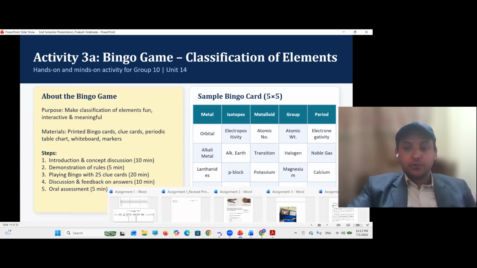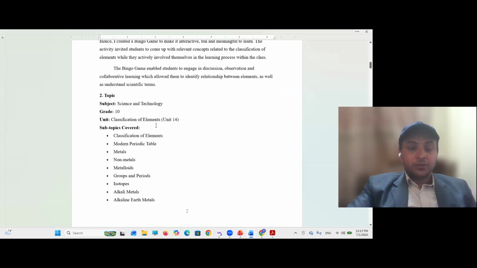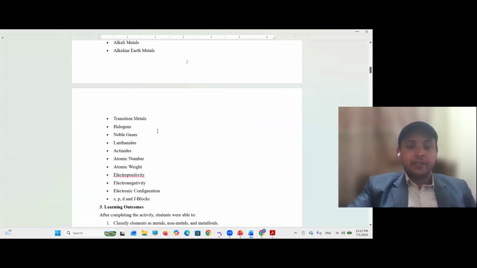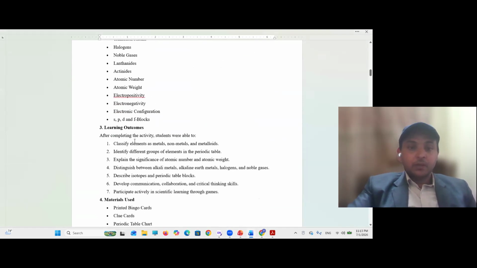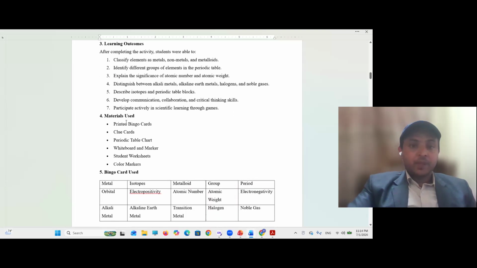First of all, I will show you the detailed plan. Then later on, I will show you how this activity is performed in my classroom. The major learning objective is that the students will be able to classify elements as metals, non-metals, and metalloids. They will also be able to identify different groups of elements and explain the significance of atomic number.